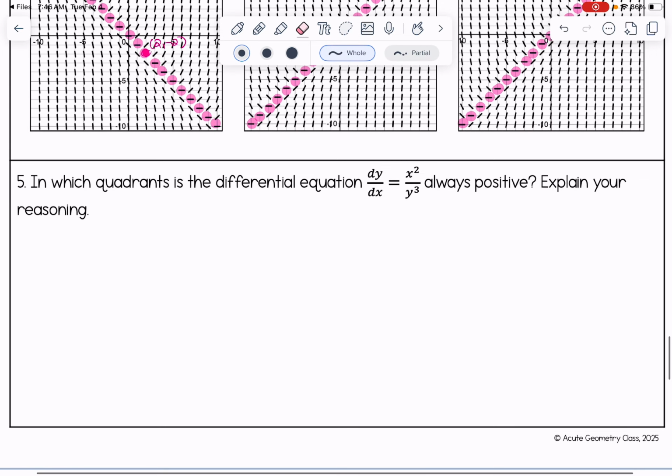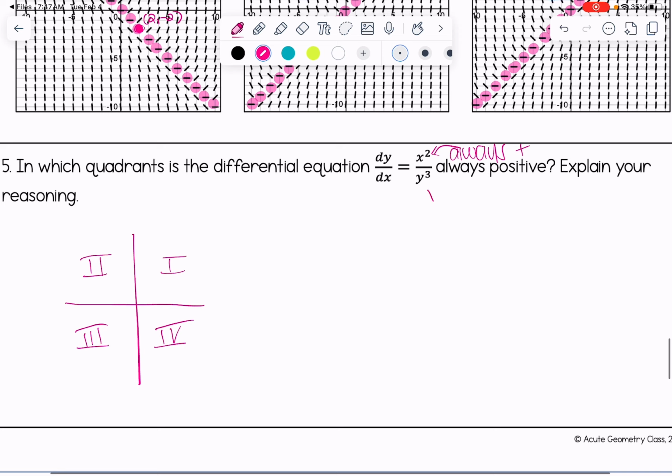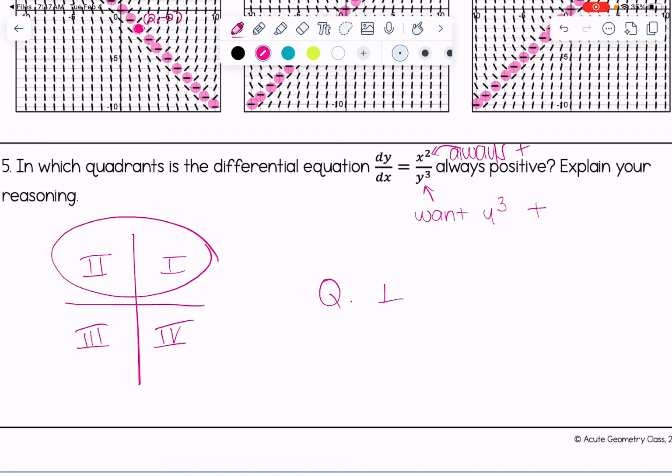All right, and for our last question, in which quadrants is the differential equation dy/dx equal to x squared over y cubed always positive? So remember our quadrants, we start on the top right and we go around counterclockwise. And then let's look at this differential equation they give us. We could say that the numerator is always positive, right? When we square a number, we're always going to get a positive back. So really what matters is we want y cubed to be positive. So the quadrants in which y to the third power would be positive would be whenever y is positive, and that would be quadrants 1 and 2.